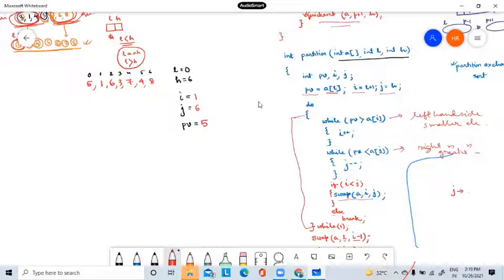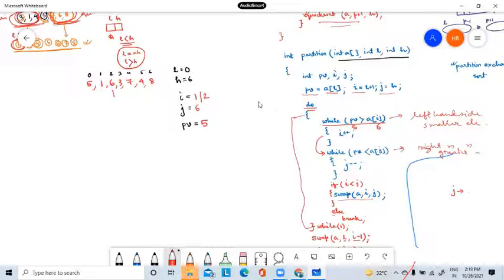Then I am moving to the do while loop. In this while part, what am I checking? Pivot, which is 5. What is A of I? A of I means A of 1. What is in A of 1? 1. Pivot is greater than 1, so it is satisfied. So I plus plus. I becomes 2. Now what is the next element? 6. This one is not satisfying, so it will come out from the while loop.